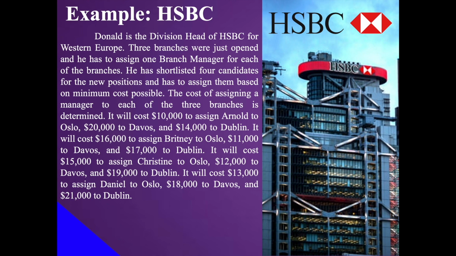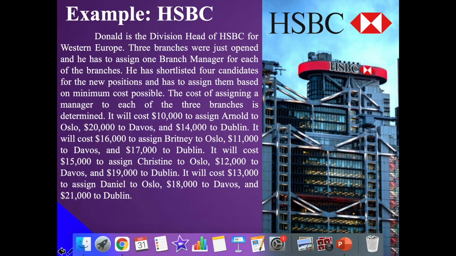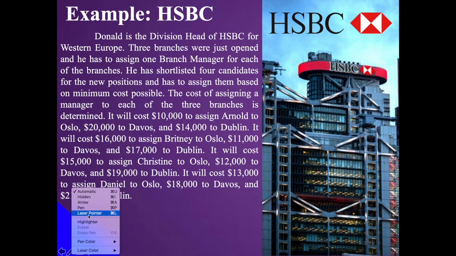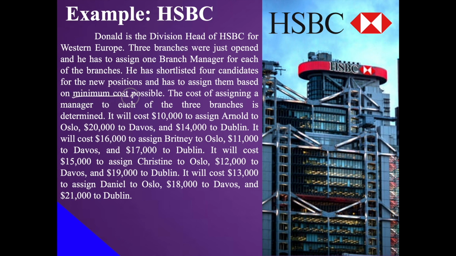Again, we have Mr. Donald, the division head of HSBC for Western Europe. 3 branches were just opened, and he has to assign 1 branch manager for each of the branches. He has shortlisted 4 candidates for the new positions and has to assign them based on minimum cost possible. So, mainly, our objective here is to assign those managers with the minimum cost. So, that's it.